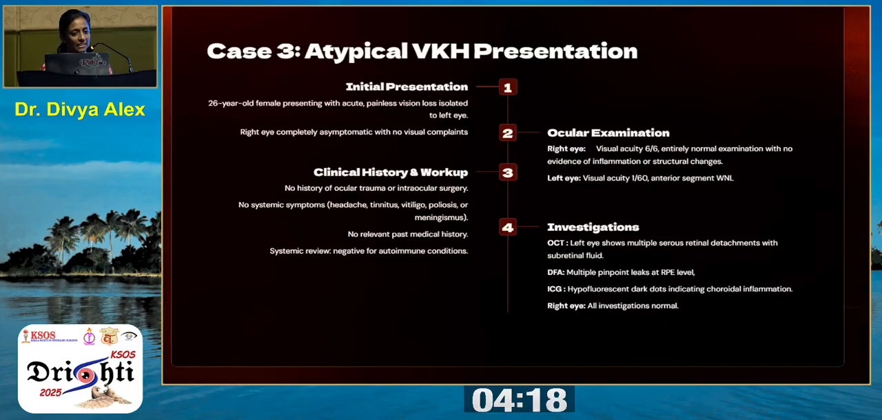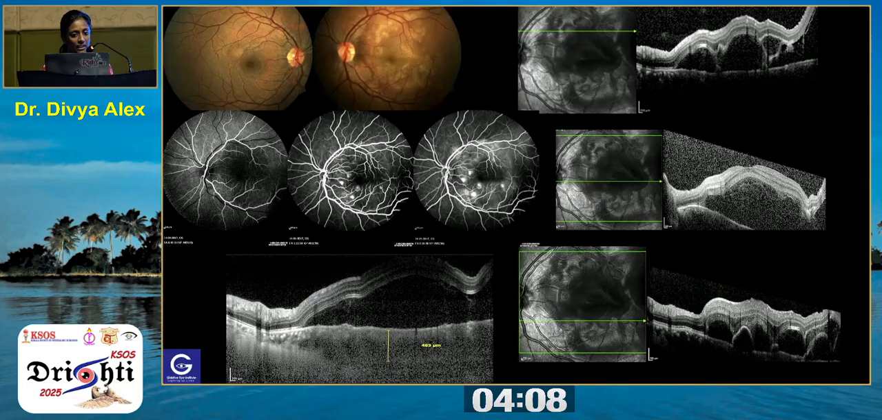And this is case 3, a quite young female, a 26-year-old, presenting with acute painless vision loss isolated to the left eye. Her left eye visual acuity was 6/60, right eye was normal with a visual acuity of 6/6. And this is the picture: a huge multifocal subretinal detachment, with OCT also showing the same.